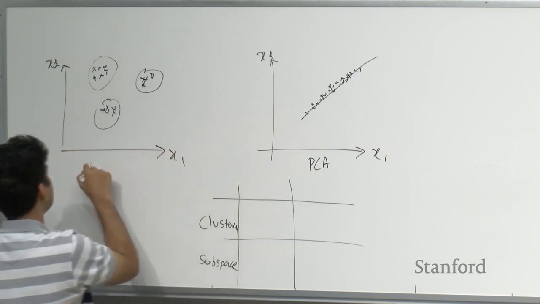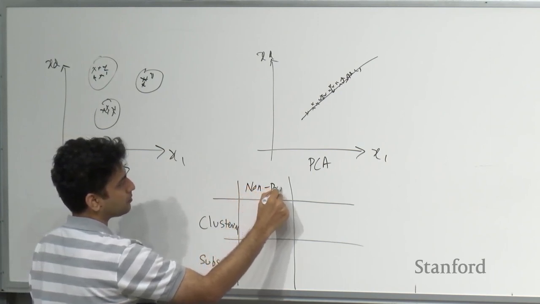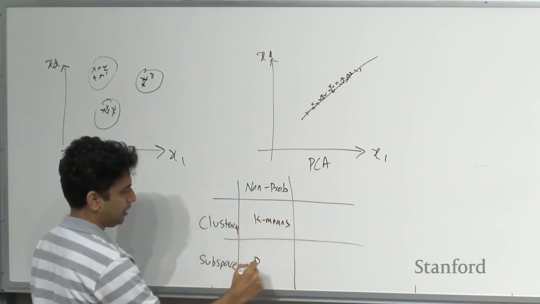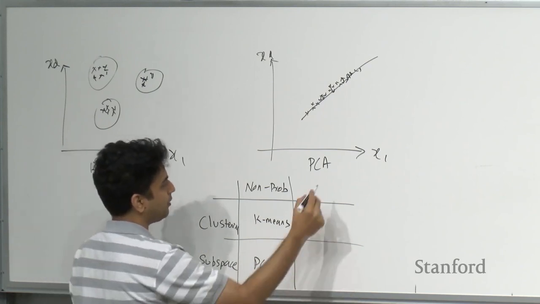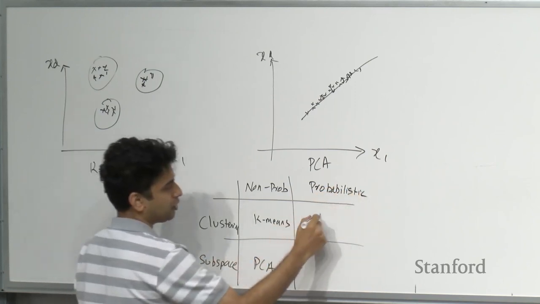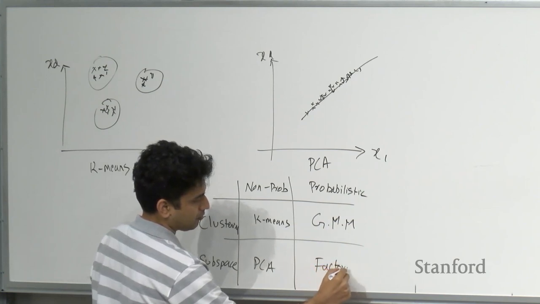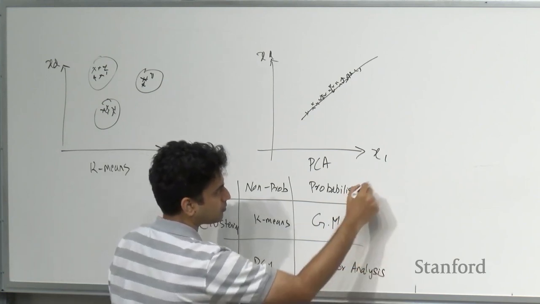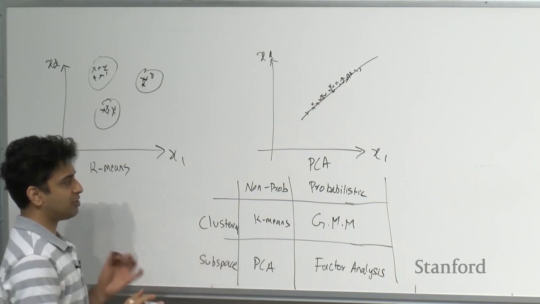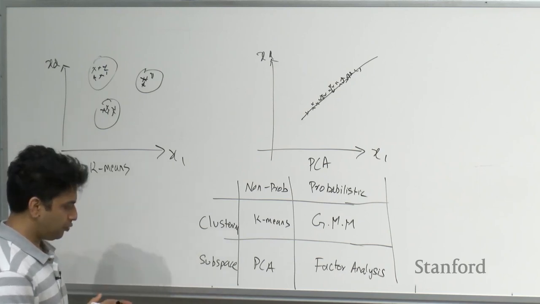The two that we spoke about just now, k-means and PCA, we call them non-probabilistic. And we have probabilistic equivalents. For clustering, we use the Gaussian mixture model, and for subspace finding, we used factor analysis. The rough intuition to have is to think of clustering as the unsupervised version of classification and subspace finding as the unsupervised version of regression. That's a loose analogy.